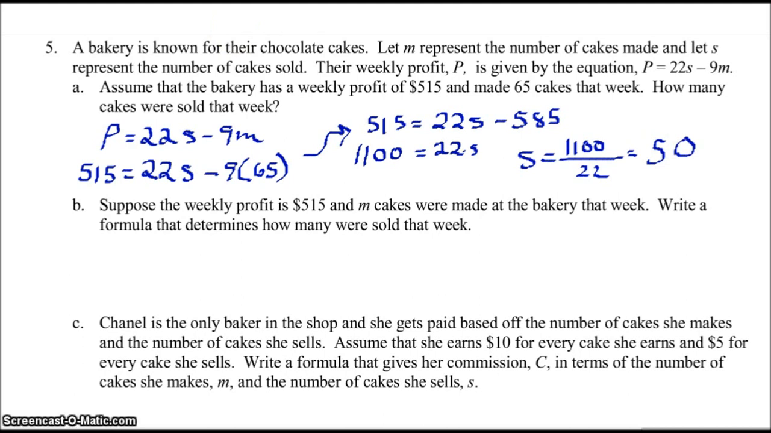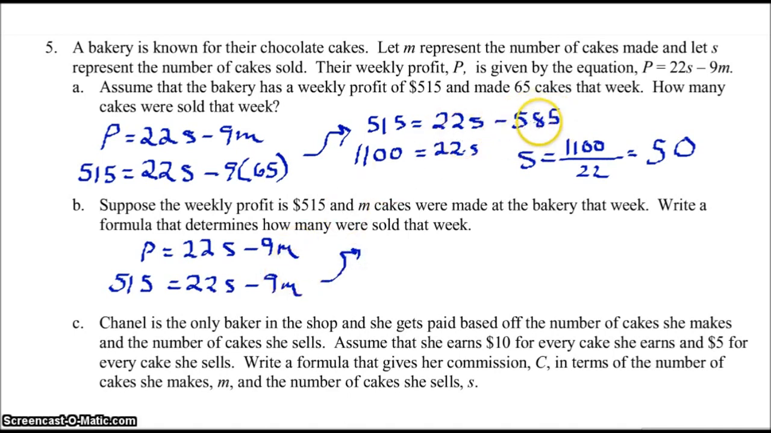Part B. Suppose the weekly profit is 515 and M cakes were made at the bakery that week. Write a formula that determines how many were sold that week. So this time we know that our profit again is 22S minus 9M, but we know our profit is 515 just like in the previous problem. But we don't know how many cakes were made. That's okay. We can just solve for S just like we did in the previous problem.